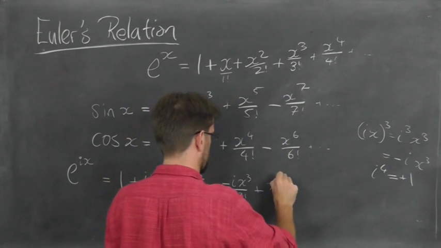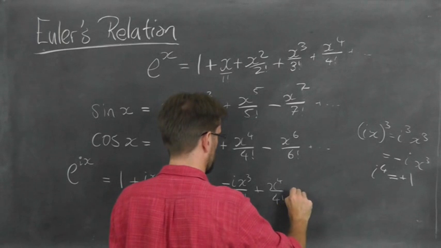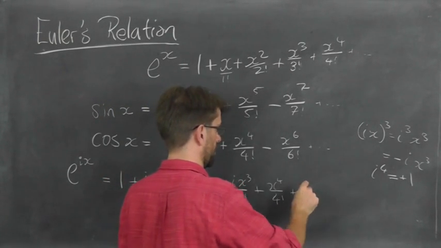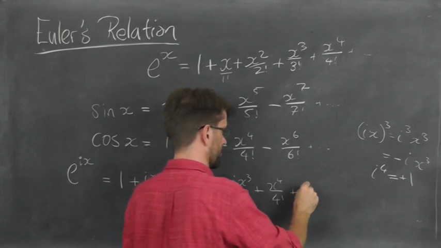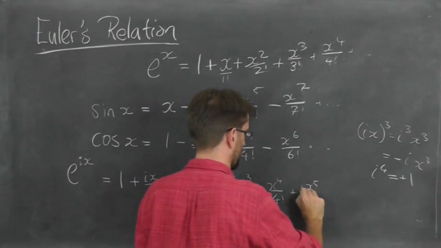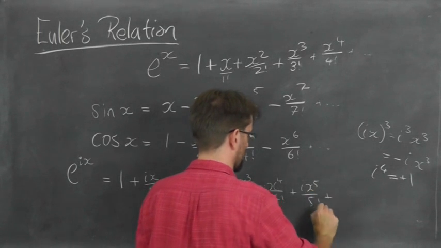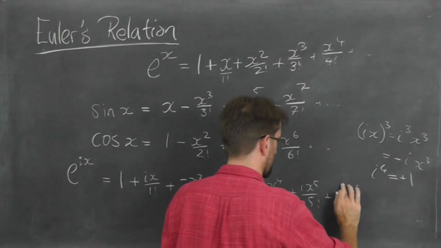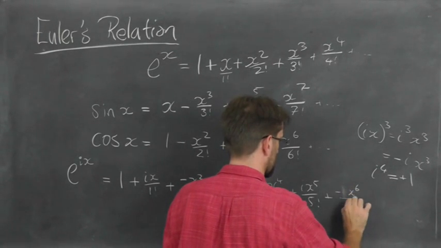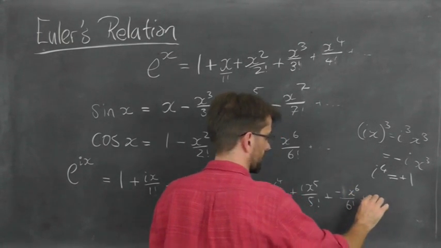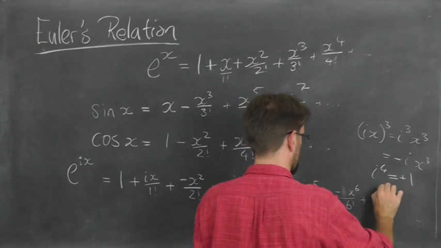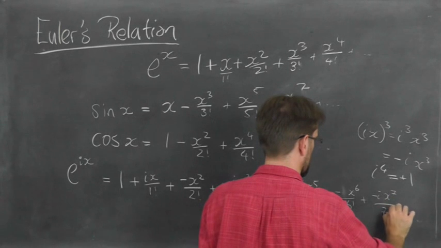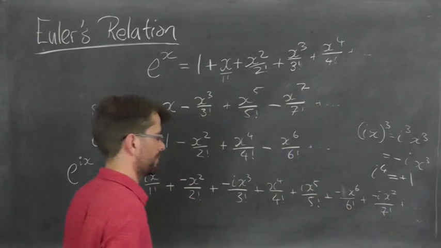So that's just plus x to the 4 over 4 factorial plus, so then we'll get ix all to the 5. i to the 4 is equal to 1, so that just comes out at i x to the 5 over 5 factorial. And then if you carry on, you'll see that the next one is minus x to the 6 over 6 factorial plus minus i x to the 7 over 7 factorial, and so on.